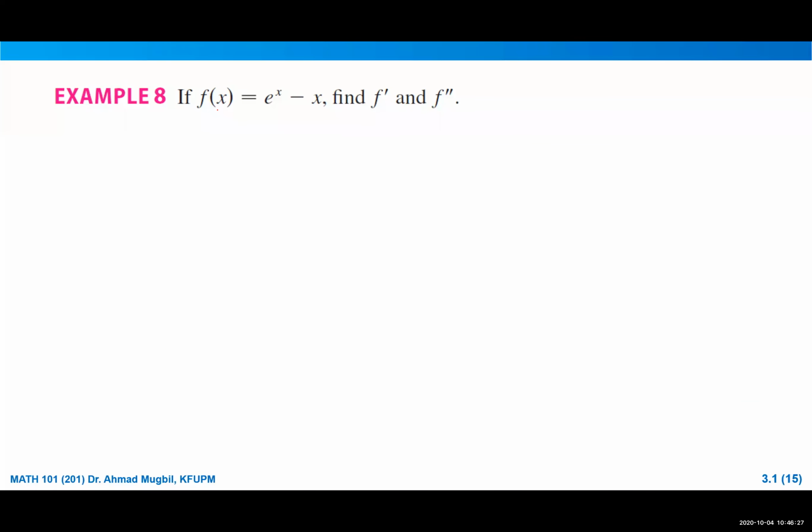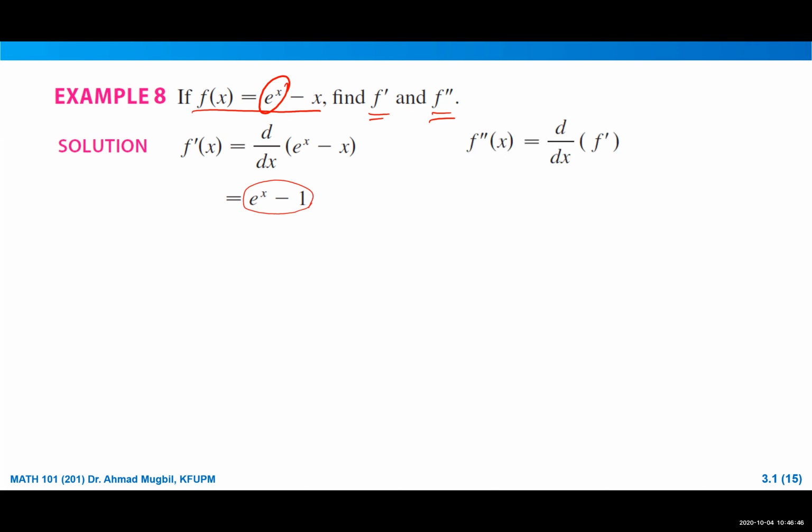If this is your function, find the first and the second derivatives. So the first derivative, what is the derivative of e to the power x? It is e to the power x minus 1, since the derivative of x is 1. This is the first derivative. The second derivative, you will differentiate this again. The derivative of e to the power x is e to the power x, and the derivative of 1 is 0. So it will be e to the power x. If you differentiate it forever, it will stay e to the power x.